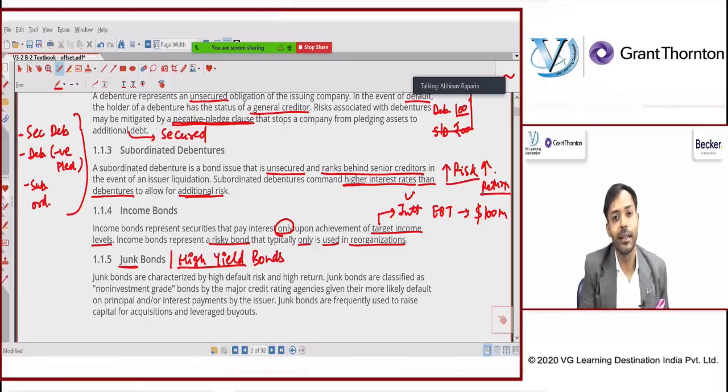So for example, let's take an example of say Yes Bank, right? Yes Bank in such a bad shape, right? But now if the Yes Bank issues the bond, who will take that? Who will subscribe that bonds? I guess very few people. I think no one will subscribe rather.